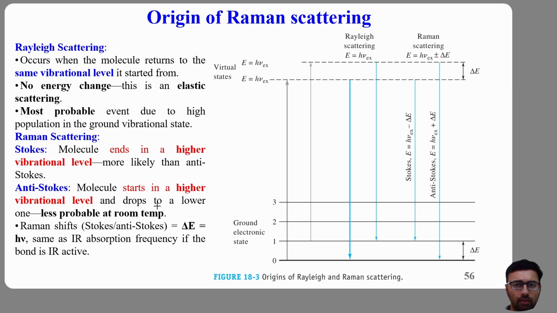In our next lecture, we will dive deeper into the mathematical origin of Raman intensity. We will introduce one of the most important concepts in Raman theory, that is polarizability, and we will finally understand why some vibrations are Raman active while others are completely silent.